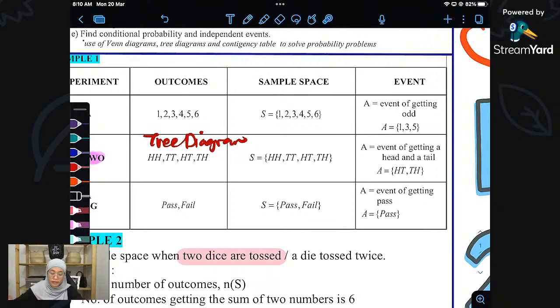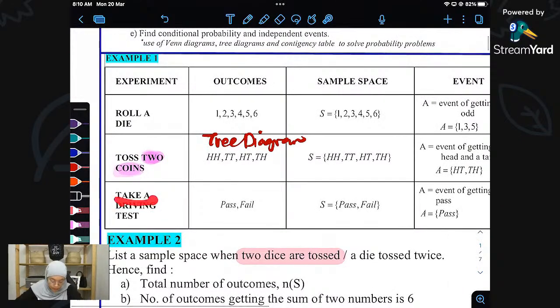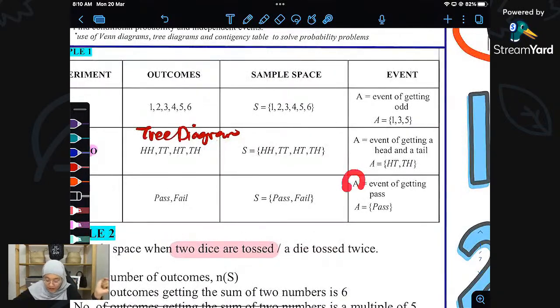Okay, so let's say you are taking a driving test. You either pass or fail. So therefore, there are 2 outcomes. Sama ada you pass ataupun you fail. Okay, probability. You do not know what's going to happen, but we can predict what will happen. If you work hard, you might pass. If you don't work hard, you might fail. That's called probability.